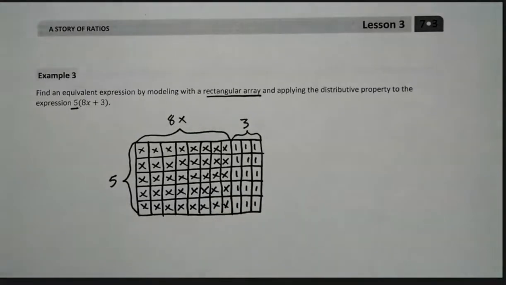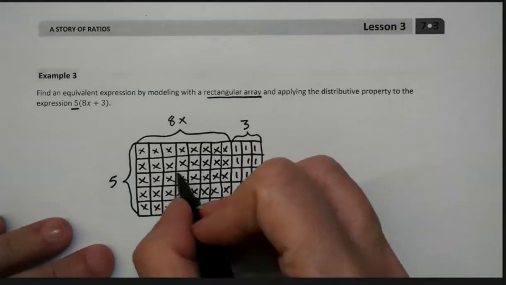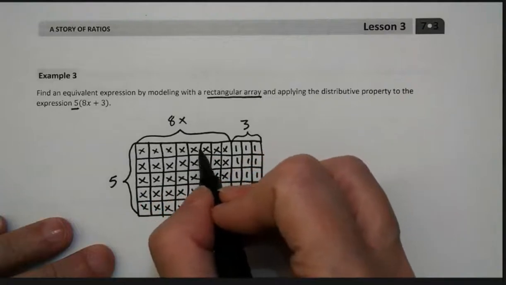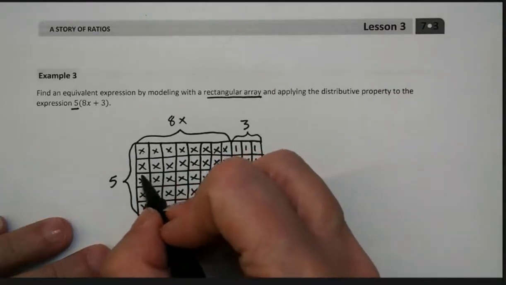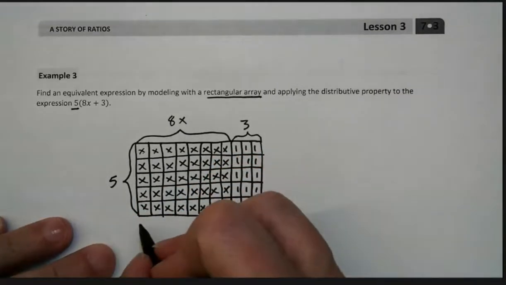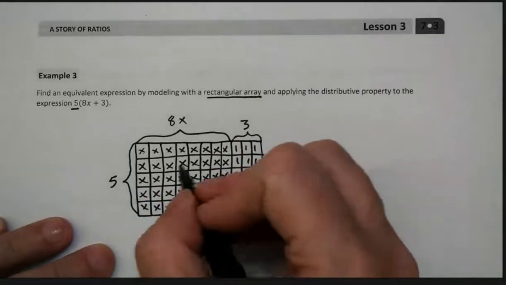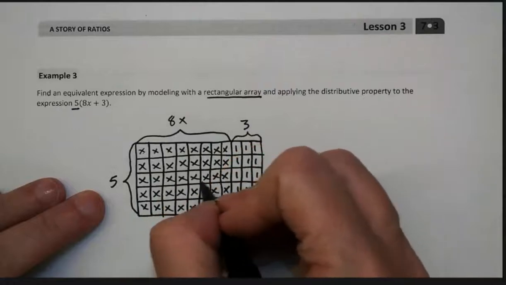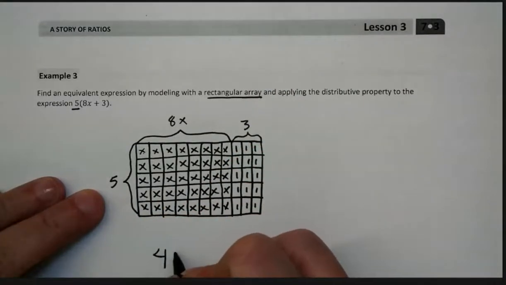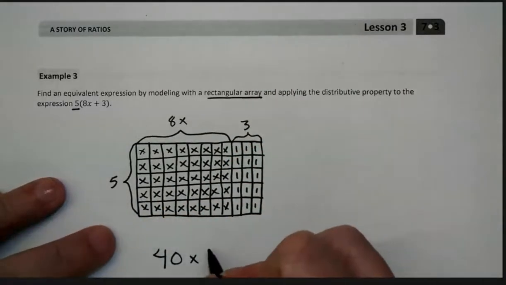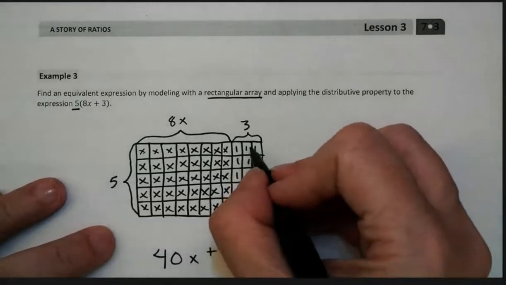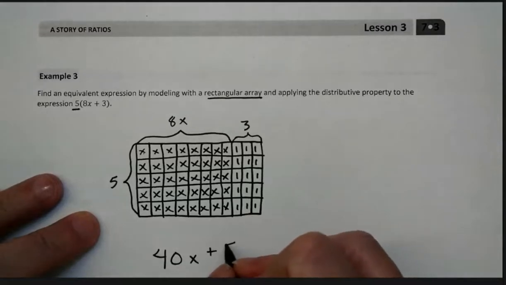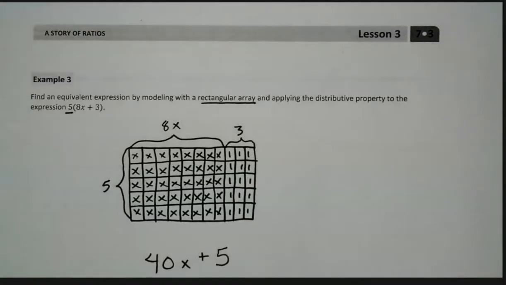Okay, so these are the 8 x's. What I really should have put inside here is I've got 1, 2, 3, 4, 5, 6, 7, 8 x's by 1, 2, 3, 4, 5. So this whole thing in here represents 40. 8 times 5, this is 40 x's that we've got in here. And then we have 1, 2, 3 ones times 1, 2, 3, 4, 5 ones. So we have 40 x's plus 15 is another way that we could write that.